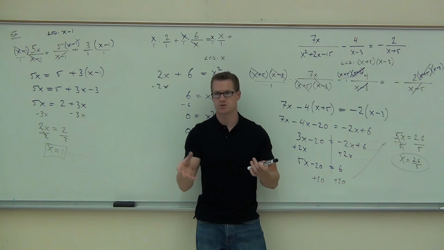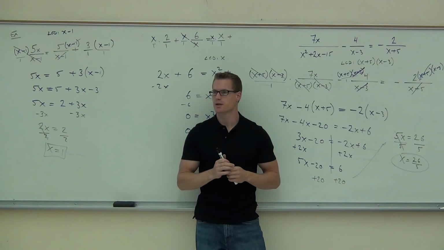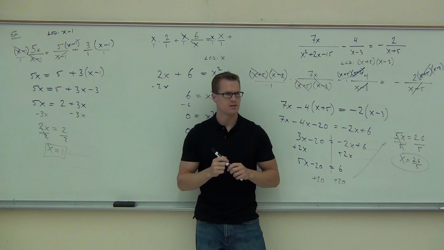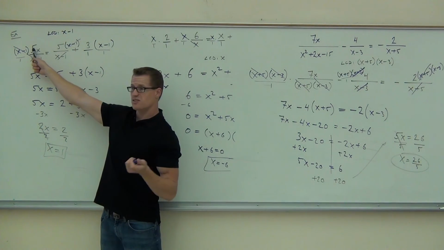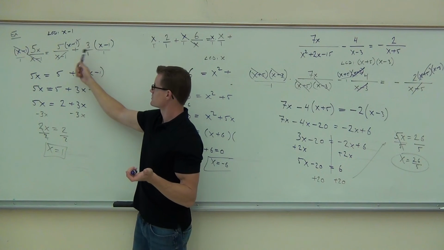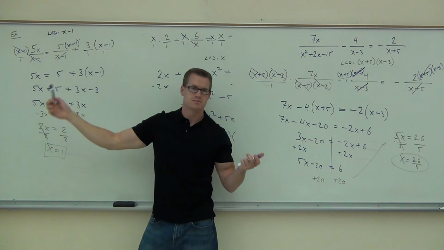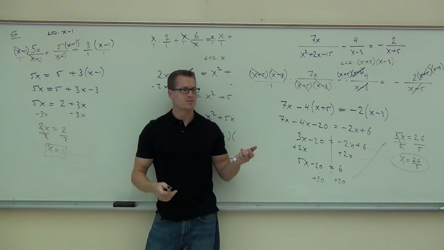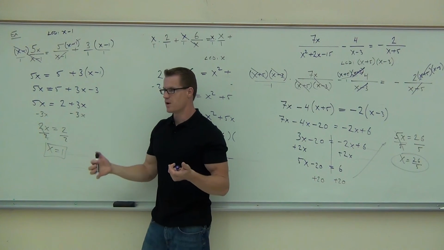Look back at the original problem. Take that 1, plug it in, look at the denominator. Is that okay? No. Here, that looks good. It's 5. Here, that looks fine. That's fine. Here, oh crap. That's not good. What happened? We plugged in 1, we got a 0, right? On the bottom of our fraction.